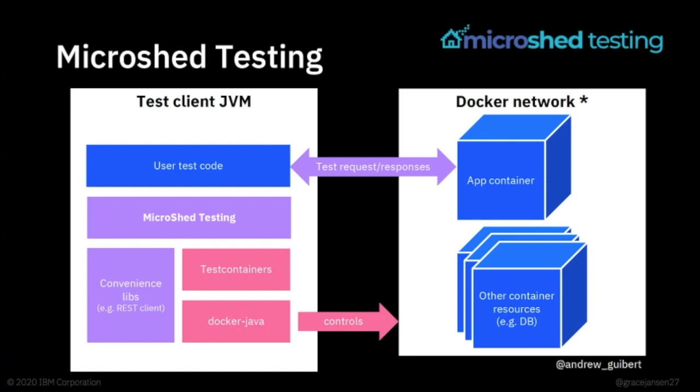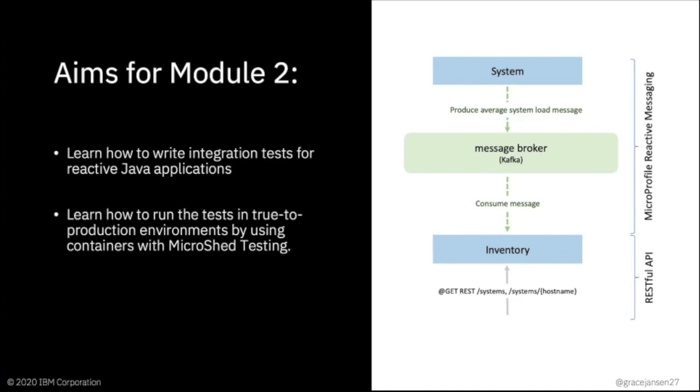So we're going to be using MicroShed Testing because it can help us to really test our application in an environment that's as close to production as possible, really trying to minimize the blockages to getting to that dev prod parity. So really trying to follow the 12-factor app methodologies and test our application as close to production as possible. Our aims for Module 2 are to learn how to write integration tests for reactive Java applications, and to learn how to run the tests in true to production environments by using containers with MicroShed Testing. We're going to be using the same application again, system and inventory, but this time introducing our testing methodologies and our integration tests. So let's go check out Module 2.